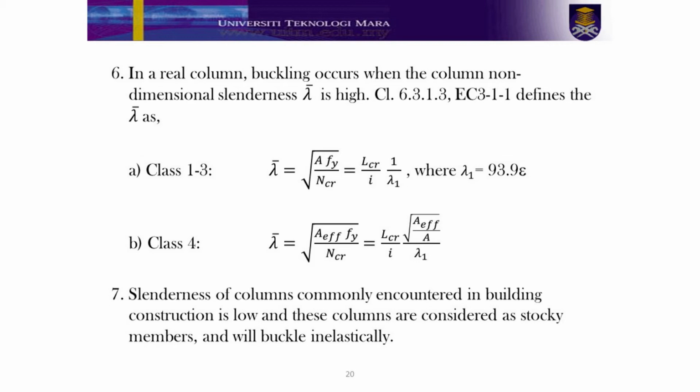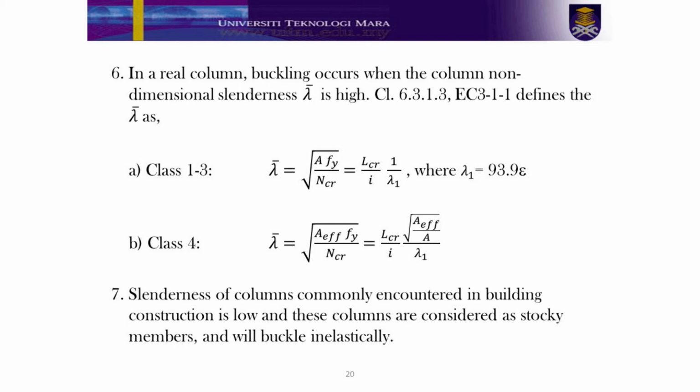Clause 6.3.1.3 of EC3-1-1 defines the slenderness ratio. As you can see, for class 1 to class 3, the slenderness ratio is given in A, while for class 4, the slenderness ratio is given in B.